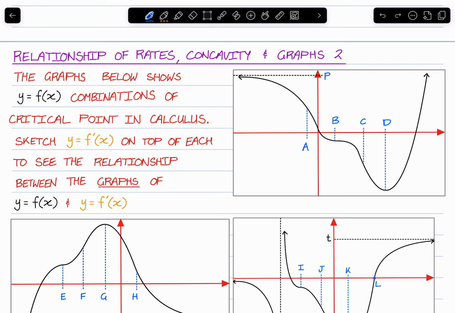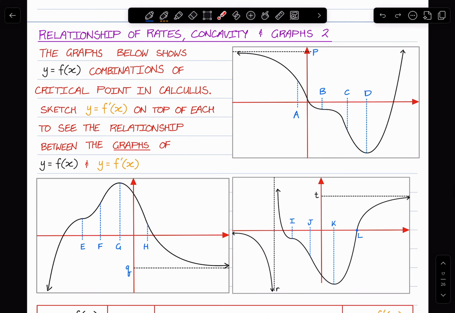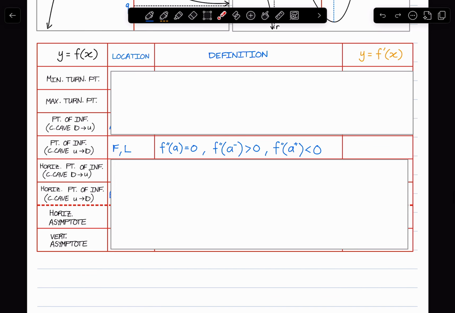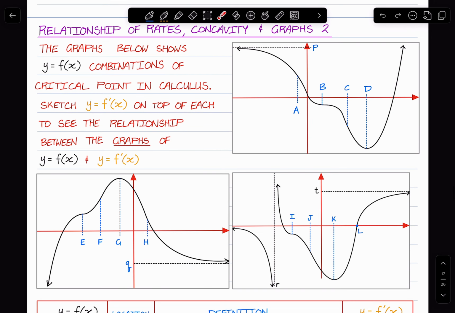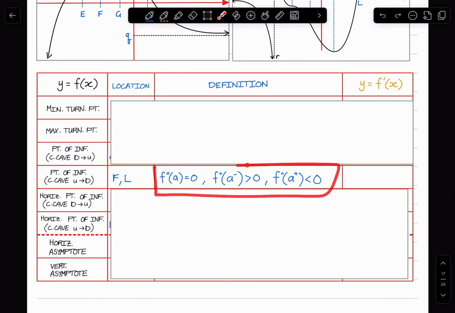Hello class, this is a video tutorial on the relationship of rates, concavity, and graphs. In this video, we're going to do firstly a quick revision, depending on how familiar you are. First bit I'd like for you to do is locate all the critical points in all of the graphs here, and then, using calculus notation, write out the definitions.